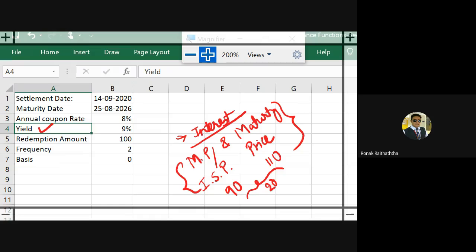So effectively speaking, if you try to analyze this question a bit, when your yield is more than the annual coupon rate, that means the valuation of the bond right now should come lower than 100. This is an analytical understanding. Try to understand this. So if your yield is more than the coupon rate, that means the intrinsic value of the bond will come lower than the par value.